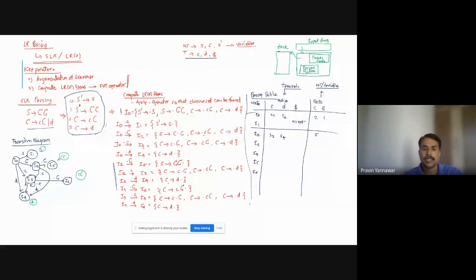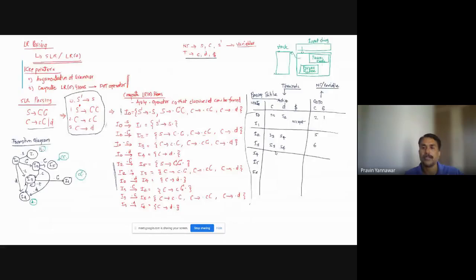Now look at I3. With I3, we go with dot C into the sixth state. C means a variable, a non-terminal, so we write 6 here. Then for small c and small d, again with I3 and I4, we write S3 here and S4 here. So S3 and S4 with small c and small d.